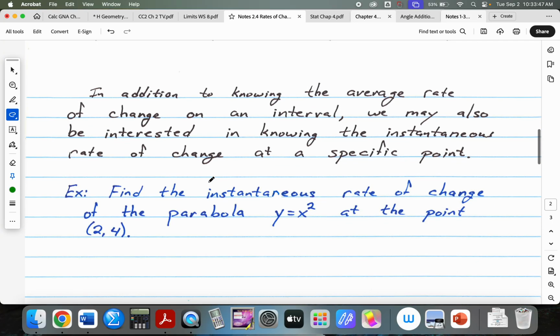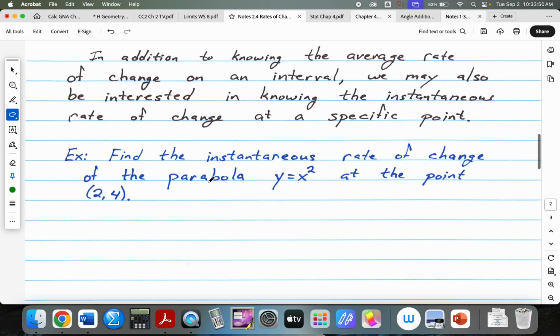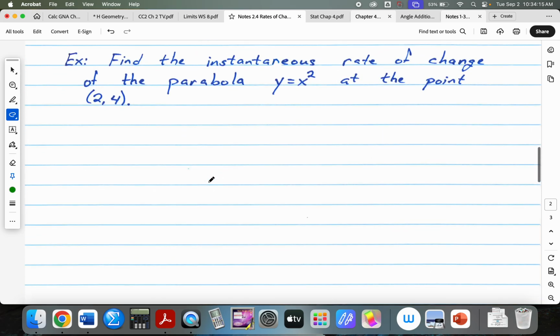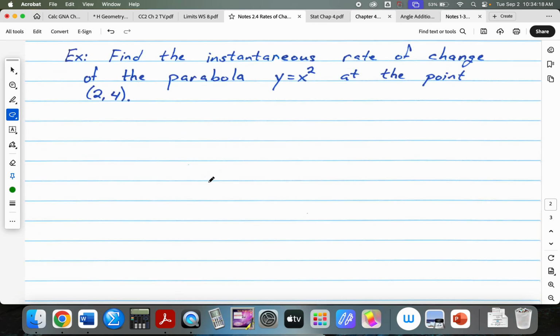So, on to page 2. Here's what calculus is more interested in. In addition to knowing the average rate of change on an interval, we may also be interested in knowing the instantaneous rate of change at a specific point. Okay, that's a little more interesting. So, let's find the instantaneous rate of change of the parabola y equals x squared at the point 2, 4. Okay, and you immediately recognize that there's a problem.